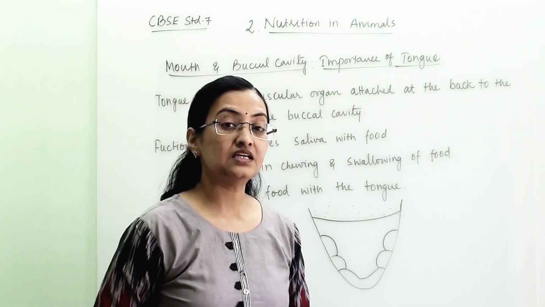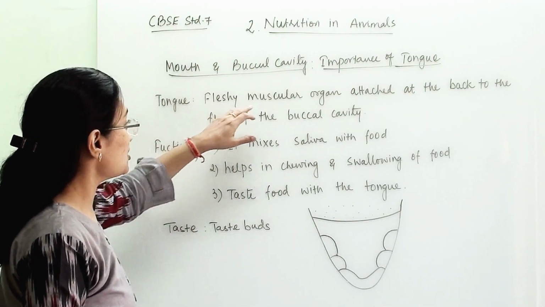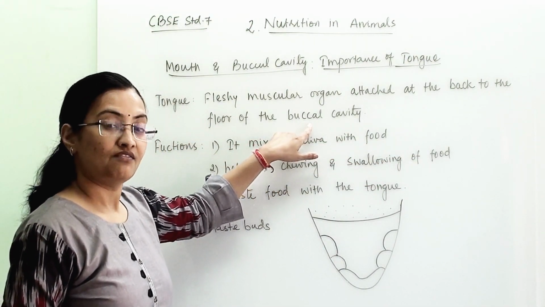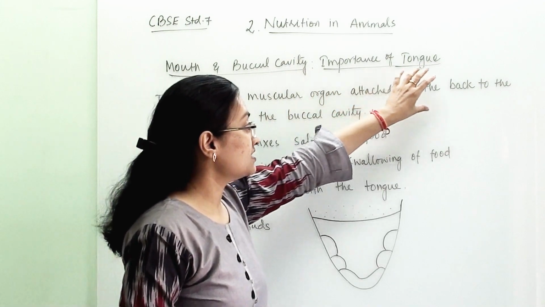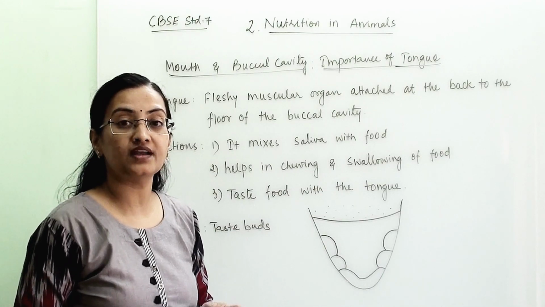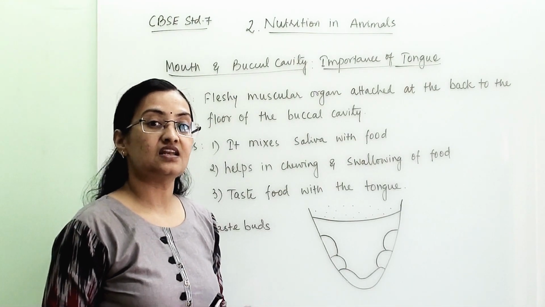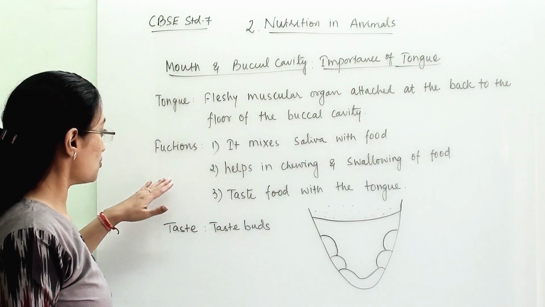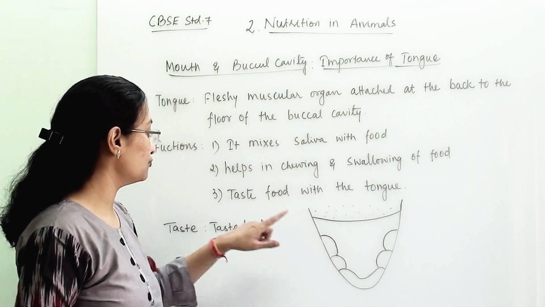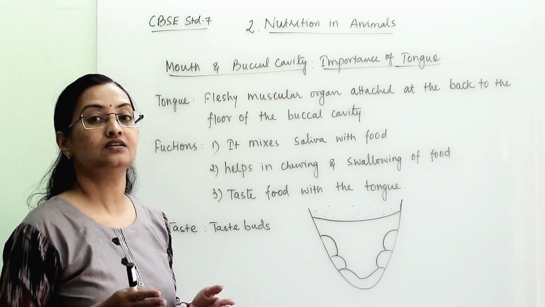In the mouth and buccal cavity, the tongue is there. Now the tongue is one of the most important organs. It is a fleshy muscular organ which is attached at the back to the floor of the buccal cavity, and from the front it is free to move, and it helps us in chewing the food, talking and mixing the saliva into food. So the functions of the tongue are: it mixes saliva with the food, it helps in chewing and swallowing of the food, and taste buds present in the tongue help us detect the taste of the food.